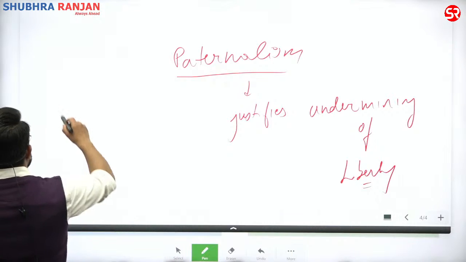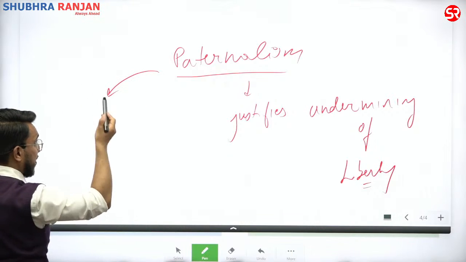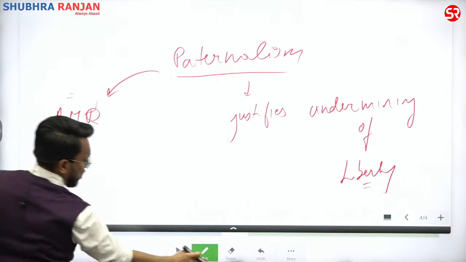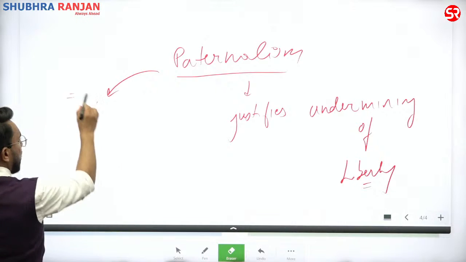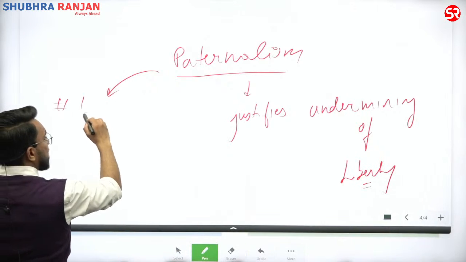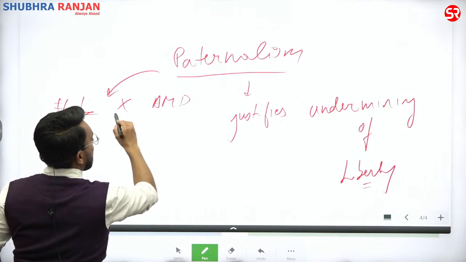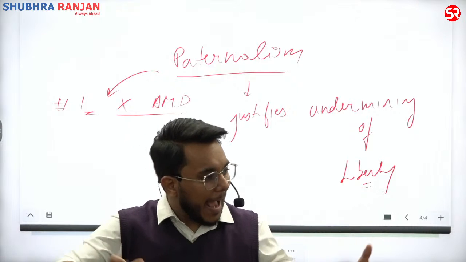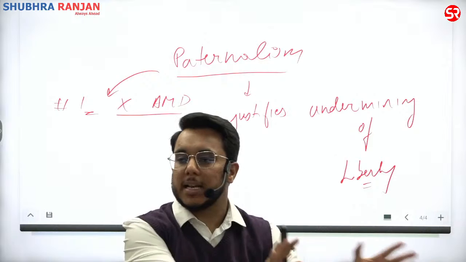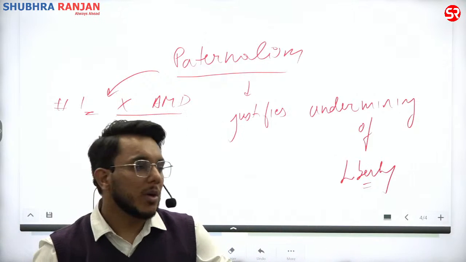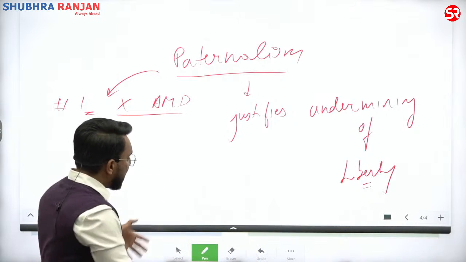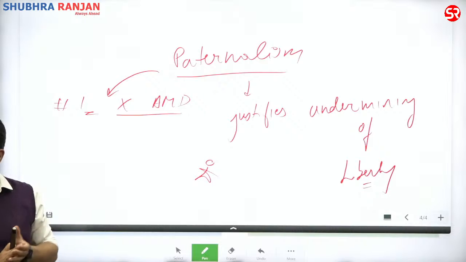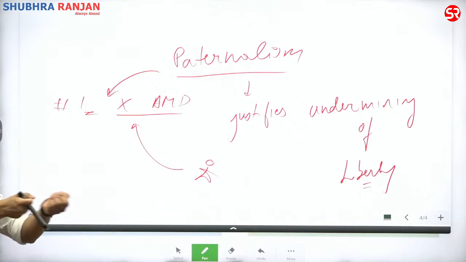For example, if a person has given an advanced medical directive... Case one, if a person has not given the advanced medical directive, let's say a person met with an accident, and now that person has been declared brain dead. So obviously the person would not have given an advanced medical directive. Now the point is that, in this capacity, a third person, let's say a relative or parents of this person, can they make a decision for this person that this person should be given euthanasia?